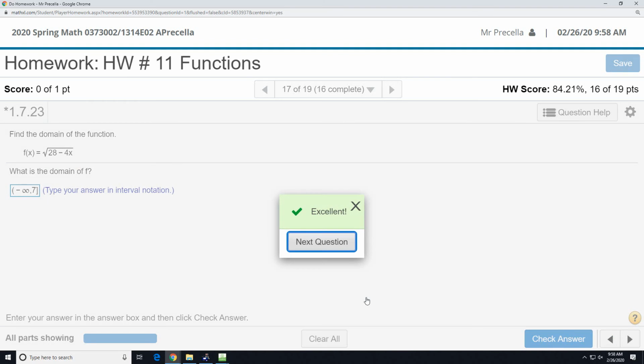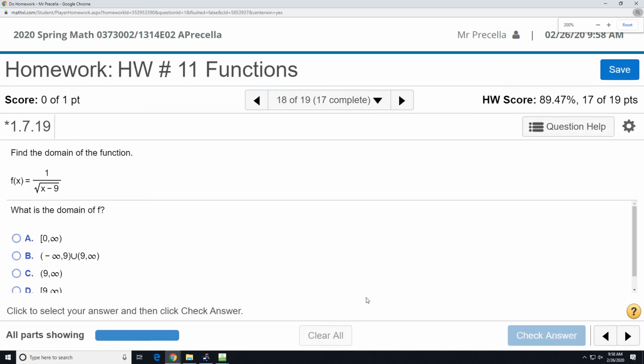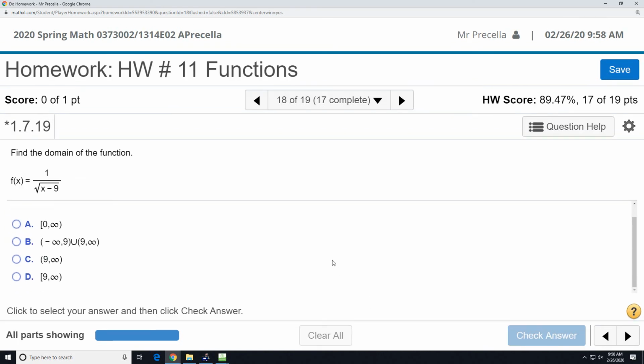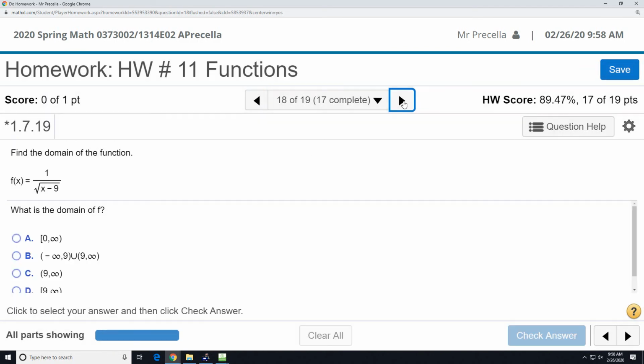Compare and contrast that one to number 18. Well, 18 is multiple choice. No, that's not the point. The point is, here there's a fraction. On 17, there's not. When there's not a fraction, that's when you do the greater than or equal to. Because it was okay to have a 0 in the bottom of a square root, or under a square root.